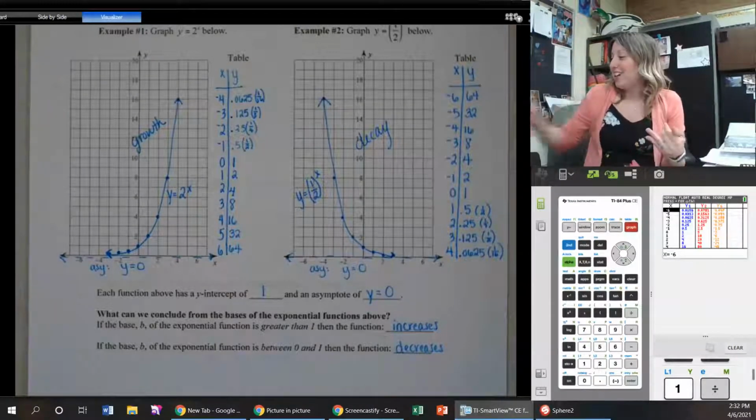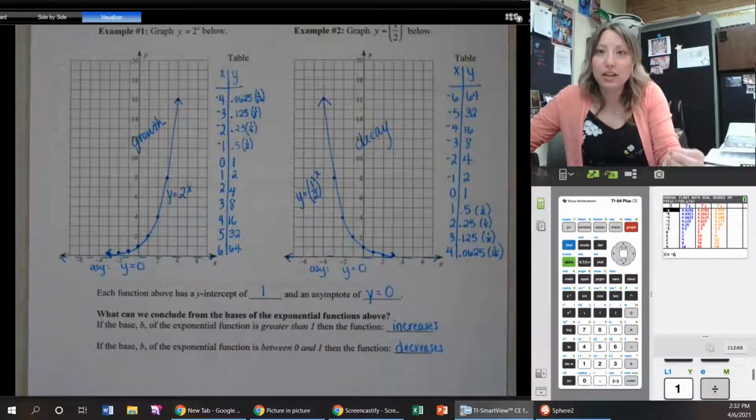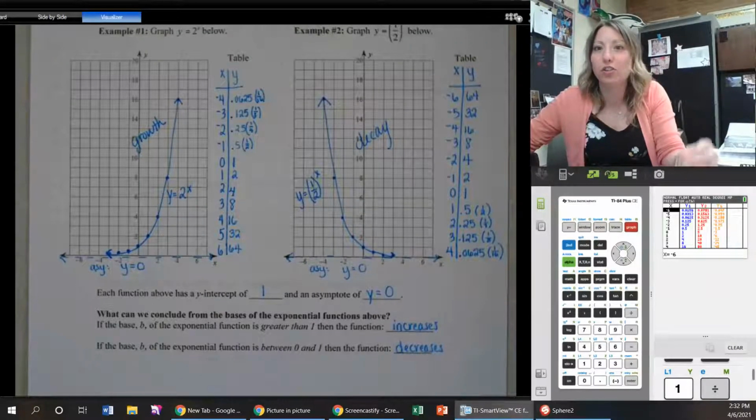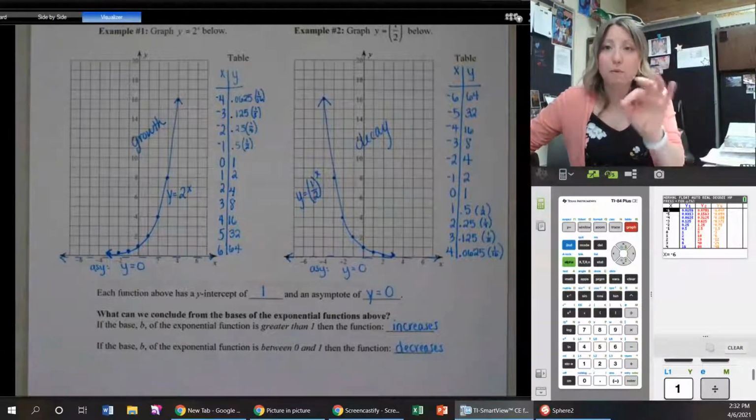Guys, have fun graphing your exponential functions. Rapid increases, rapid decreases towards an asymptote, but never touching or crossing it. Every exponential graph has an asymptote, a horizontal asymptote that must also be labeled.